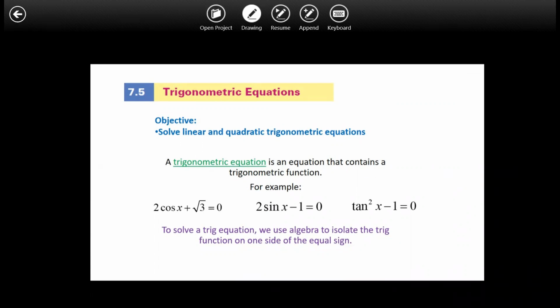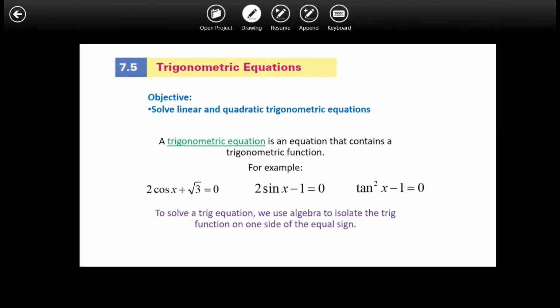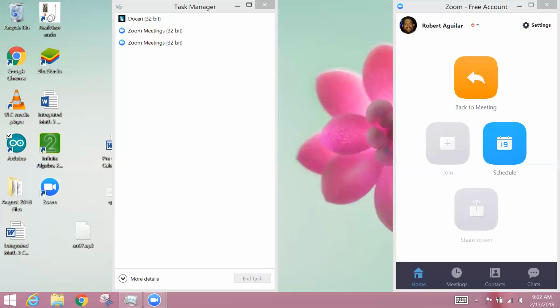The objective is to solve linear equations and trigonometric equations. Okay, and a trigonometric equation is simply an equation that contains a trigonometric function: sine, cosine, tangent, cotangent, cosecant, secant, whichever. The biggest thing we need to take away from this is you need to understand that to solve a trig equation, we use algebra to isolate the trig function to one side of the equal sign. So let's do that. We're going to jump right into it.